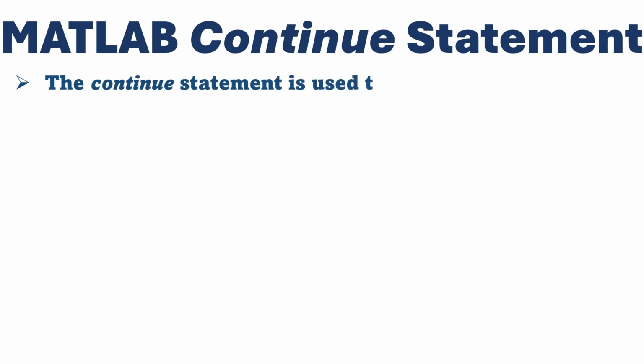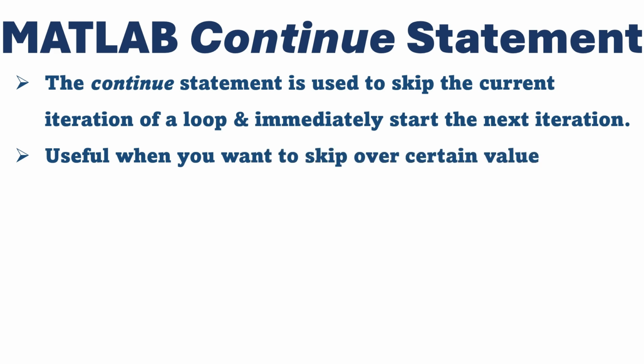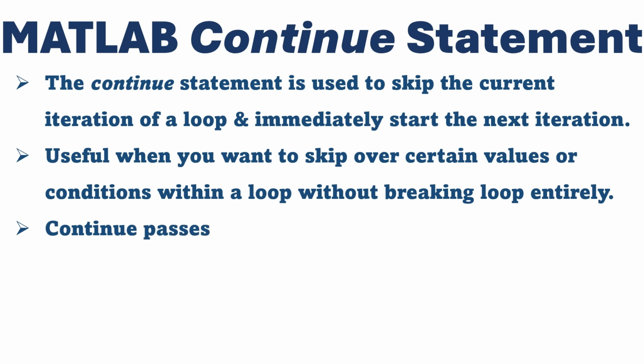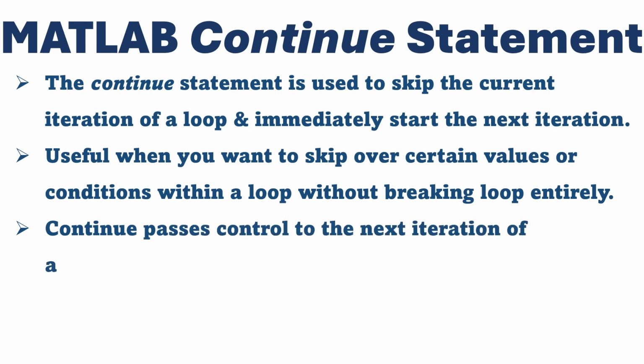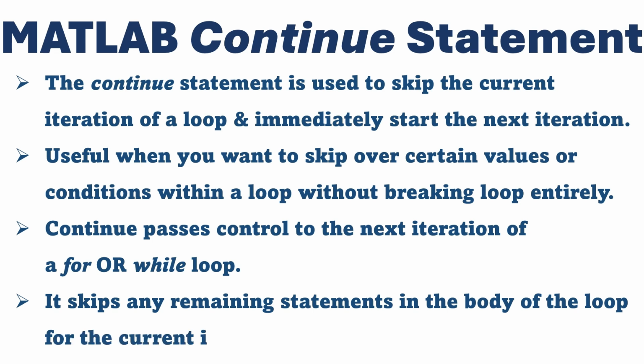Now let's learn about the MATLAB continue statement. In MATLAB, the continue statement is used to skip the current iteration of a loop and immediately start the next iteration. The continue statement can be particularly useful when you want to skip over certain values or conditions within a loop without breaking out of the loop entirely. Continue passes the control to the next iteration of a for loop or a while loop. It skips any remaining statements in the body of the loop for the current iteration, and the program continues execution from the next iteration.